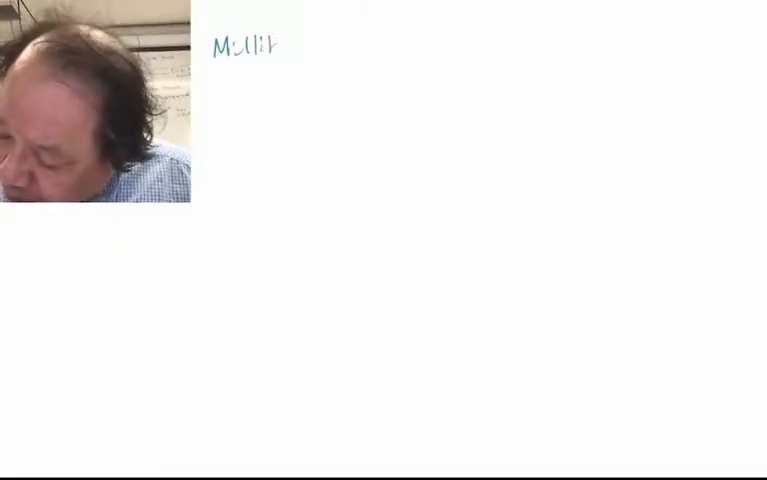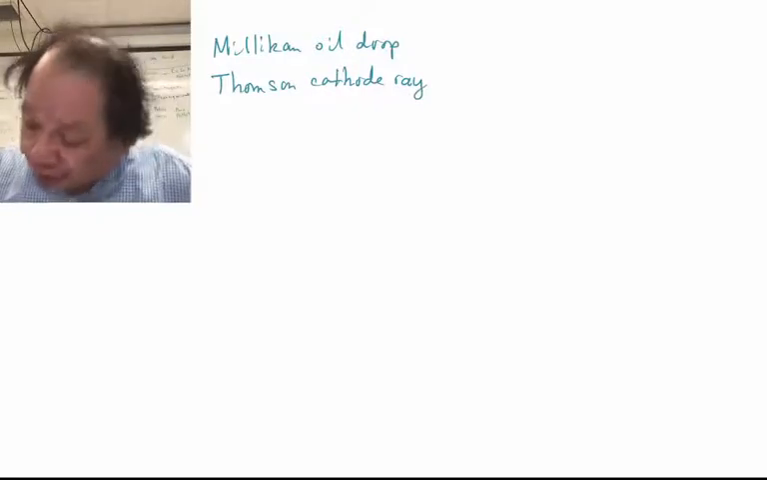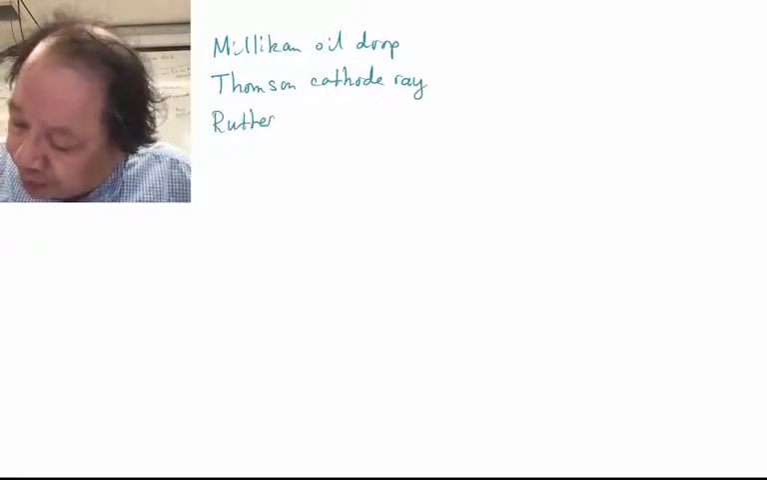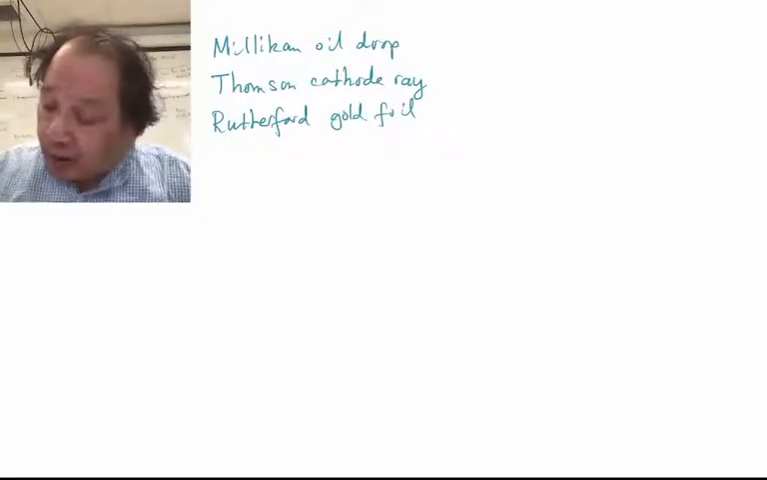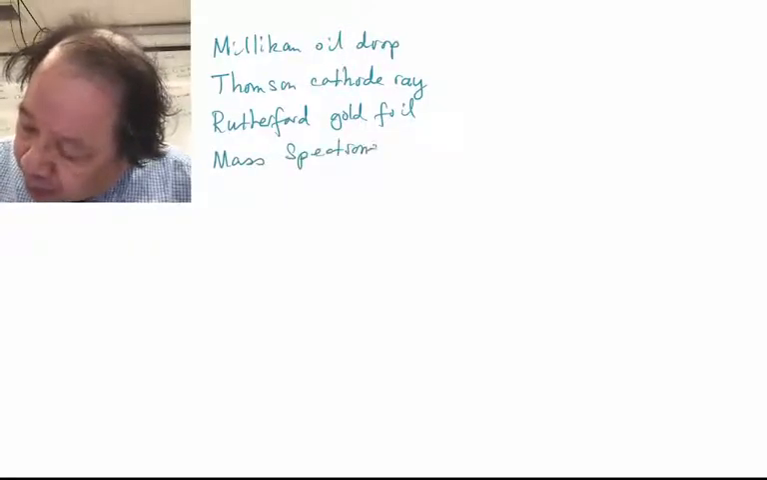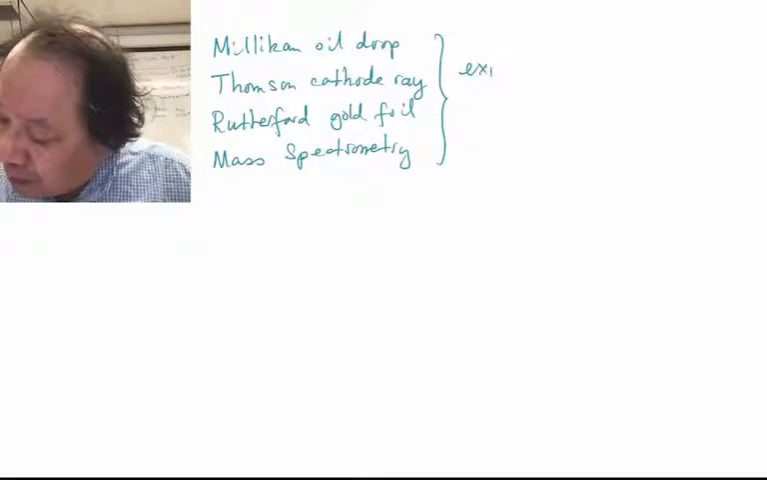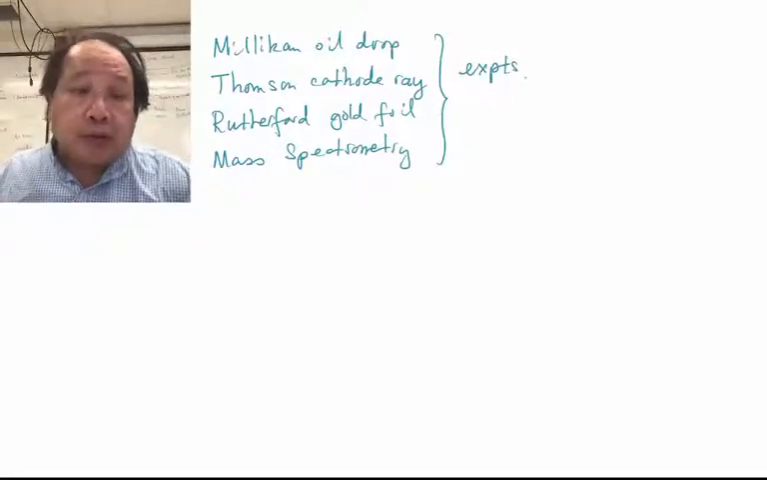This week you were introduced to the four classical experiments: the Millikan oil drop experiment, the Thomson cathode ray experiment, the Rutherford gold foil experiment, and the experiment that we now know as mass spectrometry. And from these four experiments, we learned about the constituents of the atom.